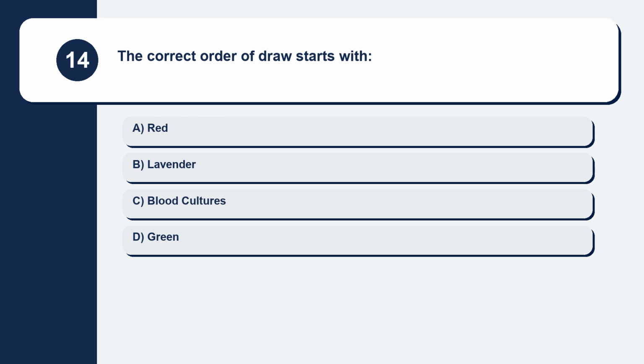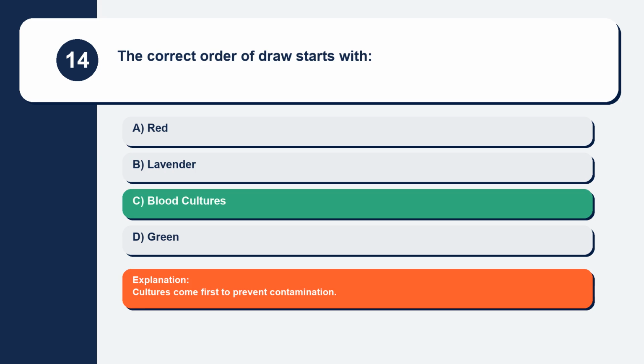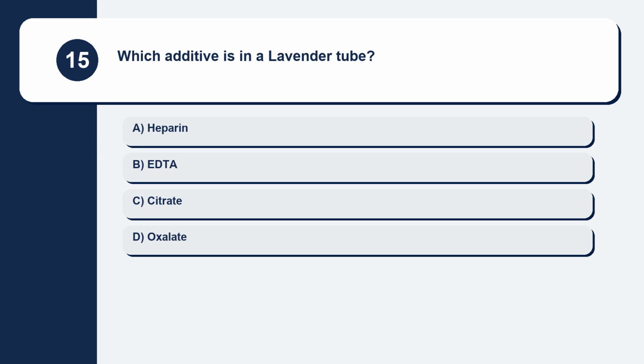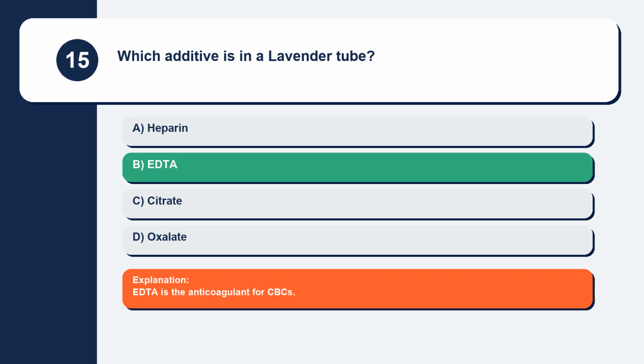Question 14. The correct order of draw starts with: red, lavender, blood cultures, green. Cultures come first to prevent contamination. Question 15. Which additive is in a lavender tube? Heparin, EDTA, citrate, oxalate. EDTA is the anticoagulant for CBCs.